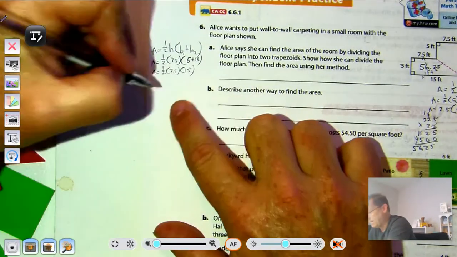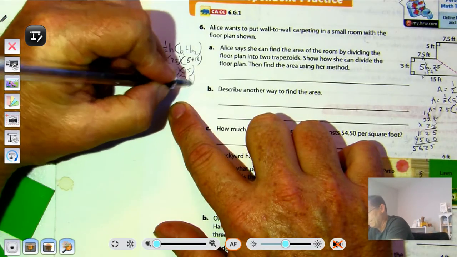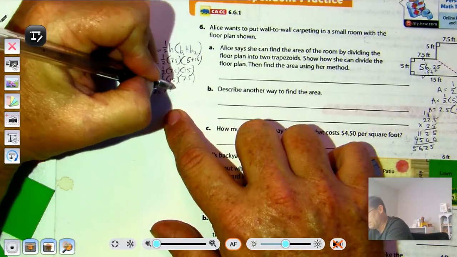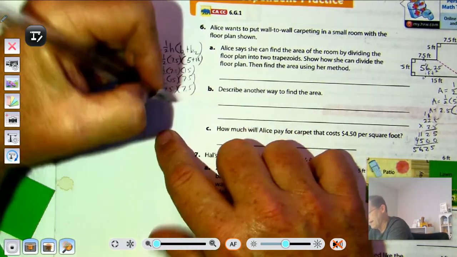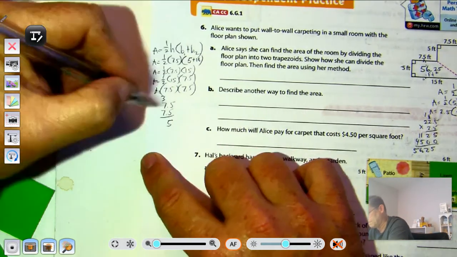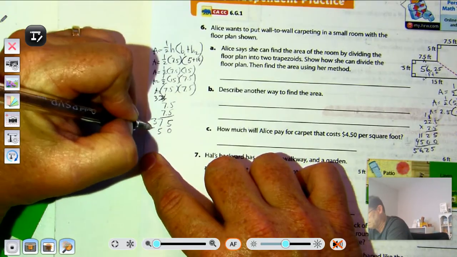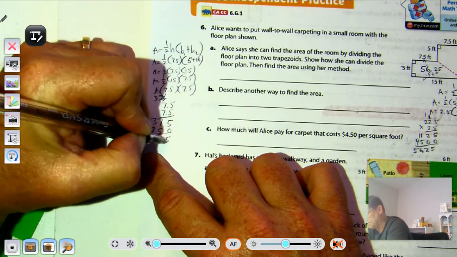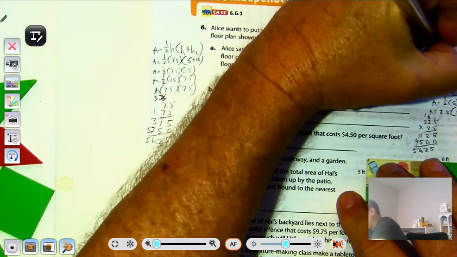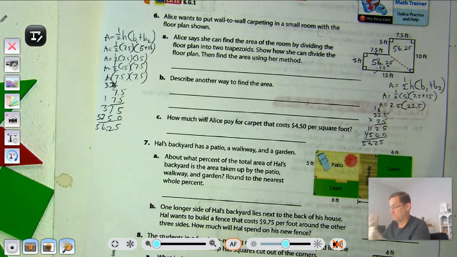Well, I think I'm going to take half of 15, then multiply by 7.5. Half of 15 is 7.5. So we're multiplying 7.5 times 7.5. So that one is also 56 and 25/100. Add them together.